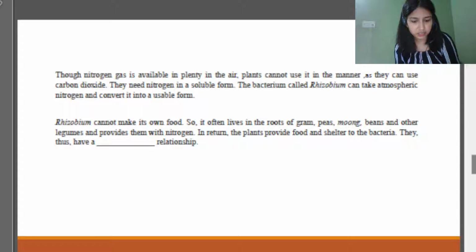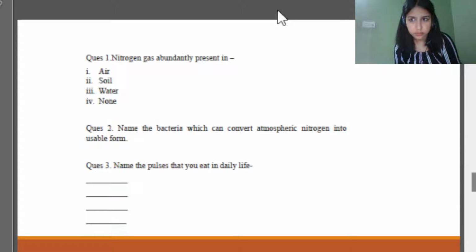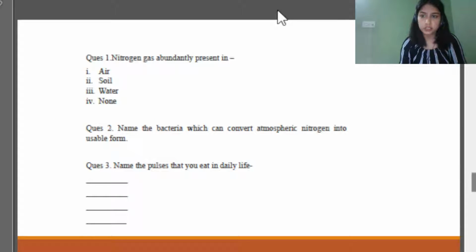We'll be checking your understanding of what we have discussed till now, whether you have got it or not. The first question: nitrogen gas is abundantly present where? Where is nitrogen gas most abundantly present? I'll give you 5 seconds to respond. So the correct answer to this question is air. Nitrogen gas is most abundantly present in air.